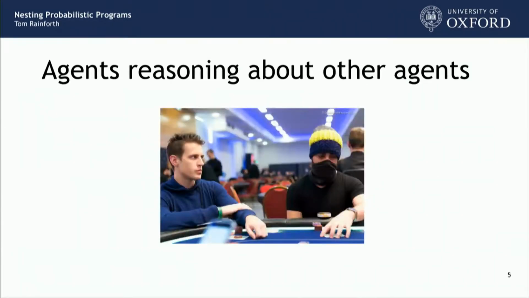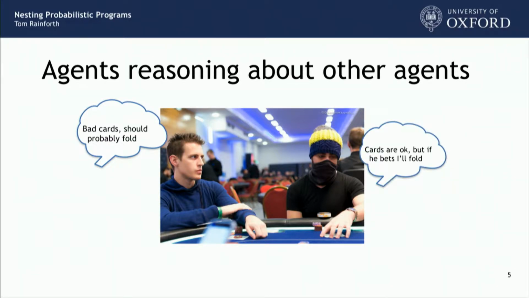To give a maybe more pedagogical example, we could think about some agents reasoning about other agents. Or more precisely, you're going to have two poker players, and they're going to reason about each other. The first guy's not got very good cards, and initially says, I've not got very good cards, I should probably just fold. But the second guy is like, my cards are okay, but if he bets, he's probably got a good hand, so I'll fold.